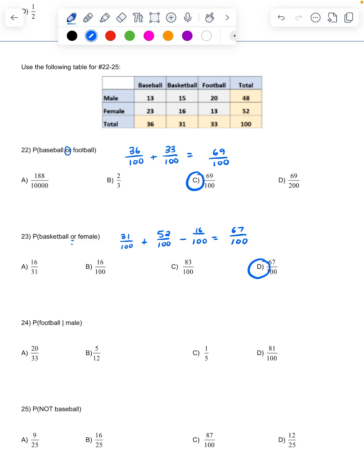Probability of football given male. So I'm going to focus in on the second group of people, which is the males. So I'm only using numbers from the male column. So my total then would be 48. And of those 48 people, 20 of them like football. So 20 out of 48, and then I'm just going to see if that fraction reduces, and it does, to 5/12. So this answer would be B.